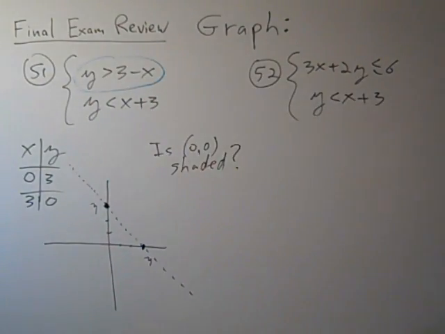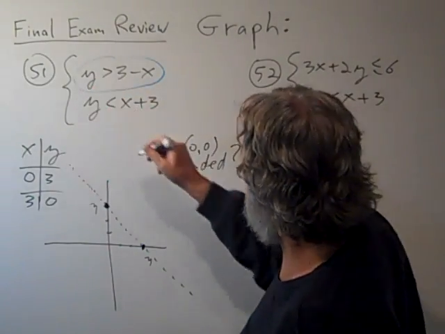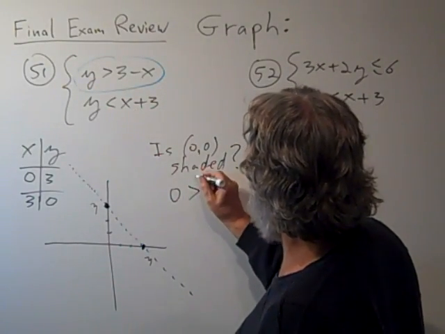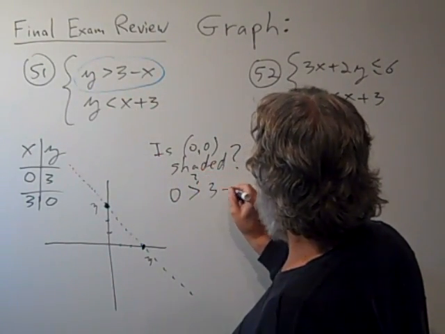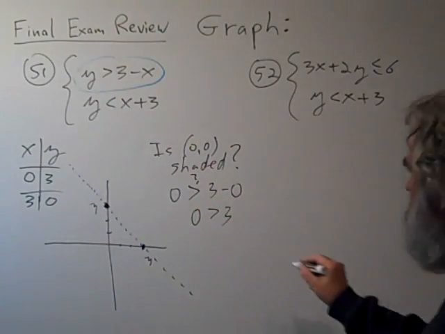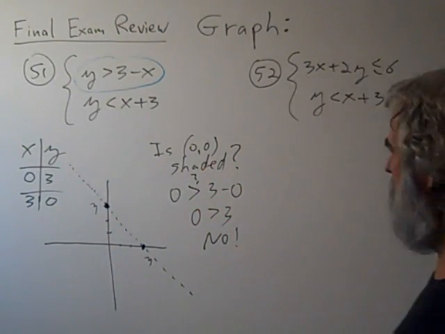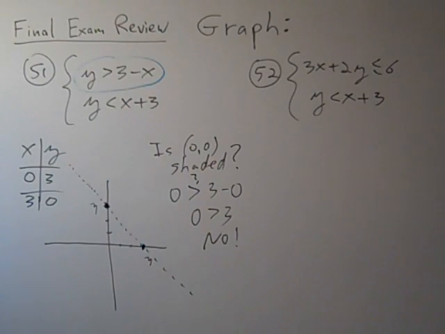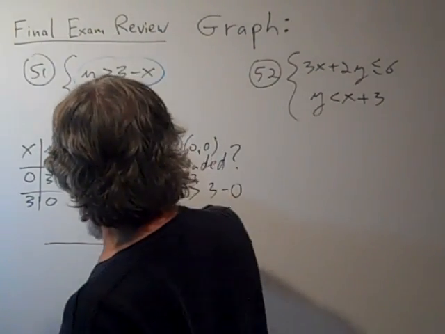And we can answer that question by substituting 0 for x and y. So is 0 bigger than 3? The answer to that is no, 0 is not bigger than 3. So the origin is not shaded. So it's the opposite side of the line that's shaded. It's this side that's shaded.